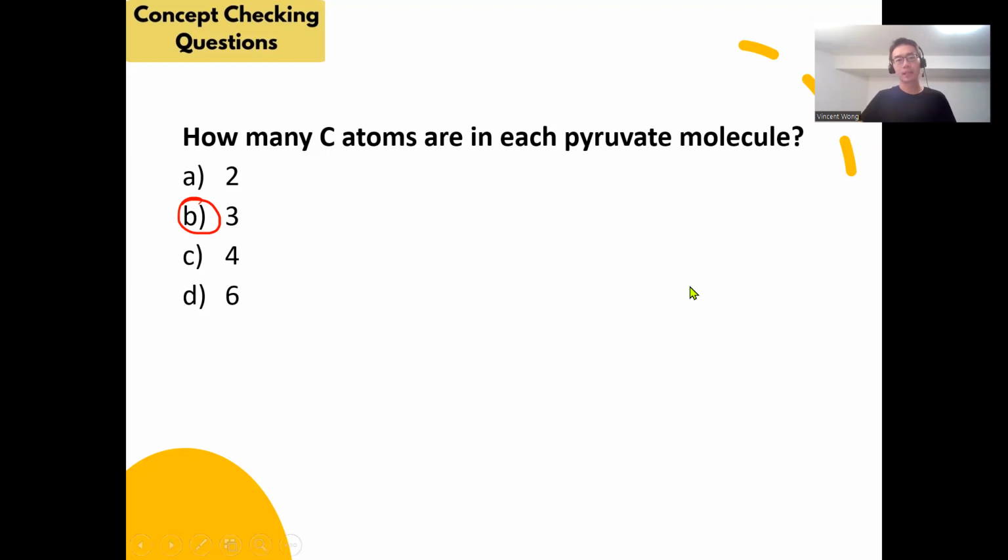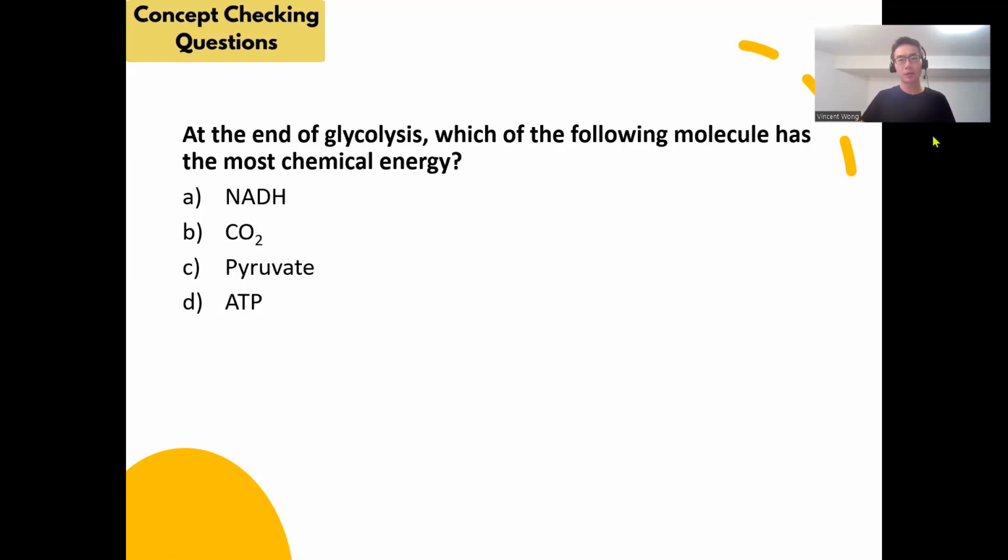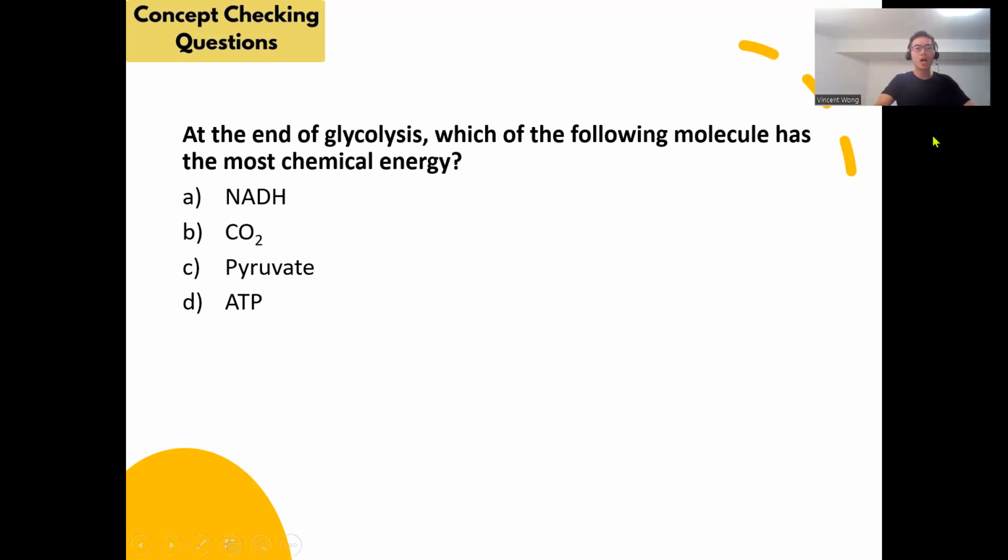Now, the next one is hard. I will just do it together with you. At the end of glycolysis, which of the following molecules has the most chemical energy? Is it NADH? Each NADH can produce up to 3 ATPs, so this is equivalent to 3 ATP molecules. That means definitely not ATP, because NADH already produces more than 1 ATP. Carbon dioxide, we didn't even produce any carbon dioxide in glycolysis. That's out of the question.